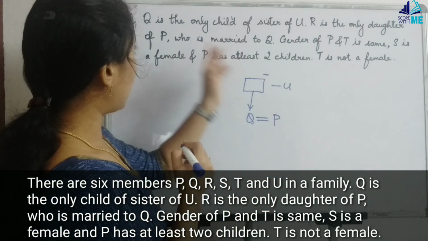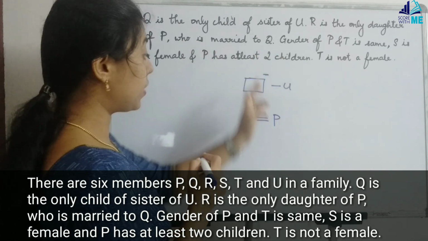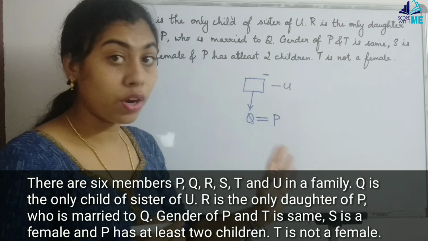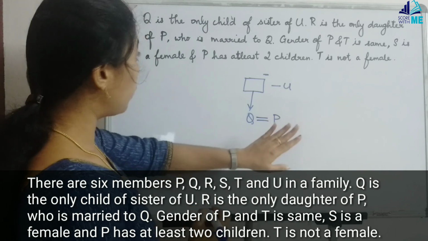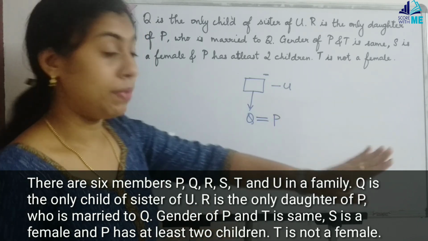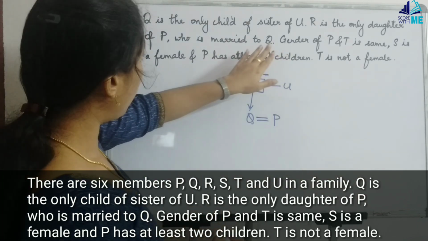Sorry, we cannot say it is husband. P is married to Q. We just know that Q and P are married. We do not know who is the wife and who is the husband. So the gender we cannot say, and for P we cannot say it is a husband. Let us wait to know the gender.